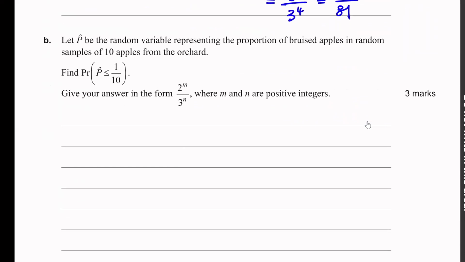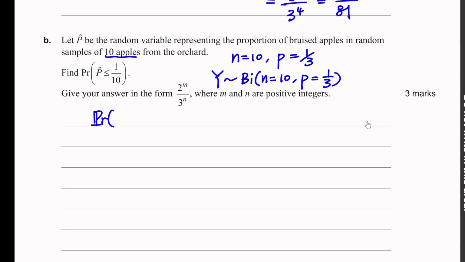Let p hat be the random variable representing the proportion of bruised apples in the random samples of 10 apples. Okay, p hat is less than or equal to 1/10. So this time we have n equals 10, but p is still 1/3. Let's call Y another binomial random variable, n equals 10, p equals 1/3. By the way, p hat equals Y divided by 10. Therefore, if I multiply everything by 10, you will get Y less than or equal to 1.